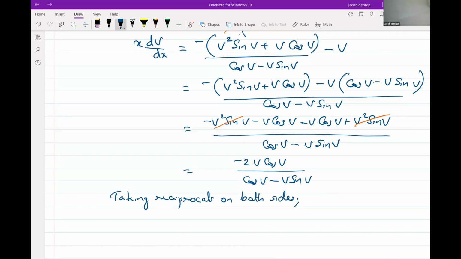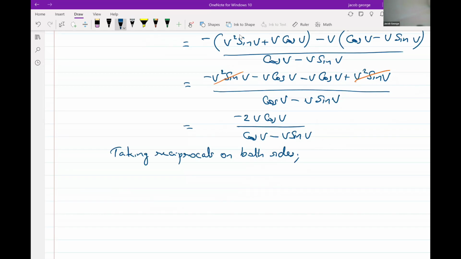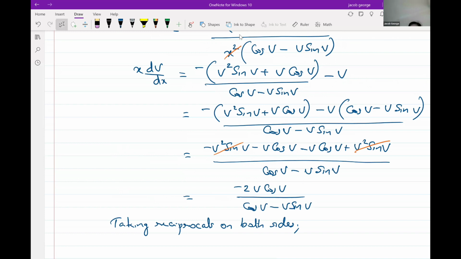Sir? We get dx by, yes. Any doubt? Yes, sir, just the previous step. Instead of getting minus 2v cos v, for me, I had one v could have cos, one plus and one minus, so I got cancelled out for me. Okay, it is correct. That means the denominator you got v sin v minus cos v, right? Yes, sir.